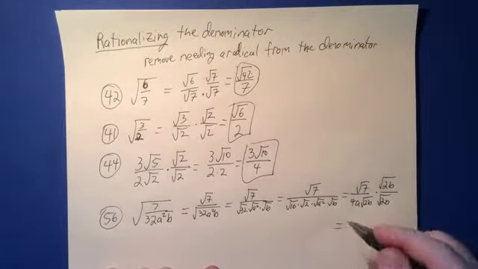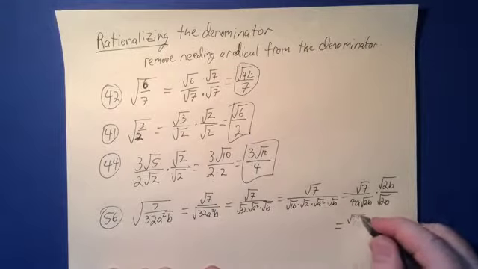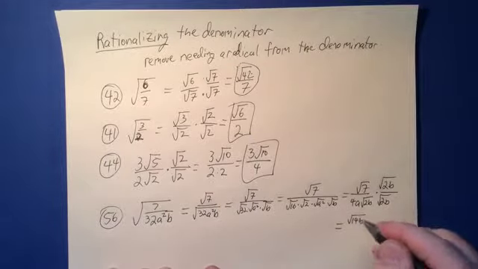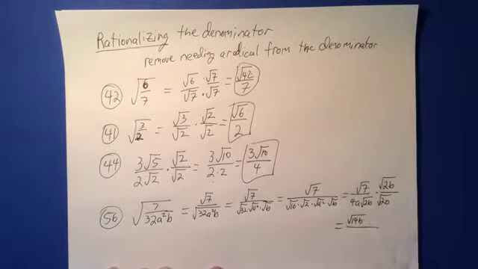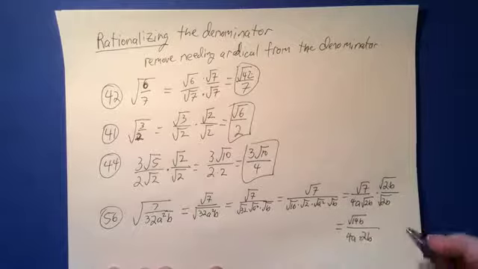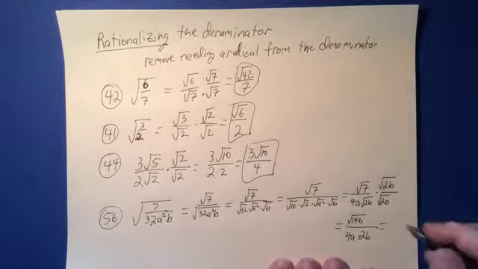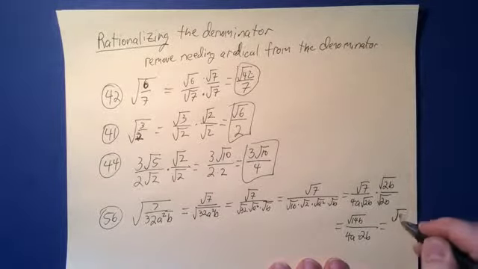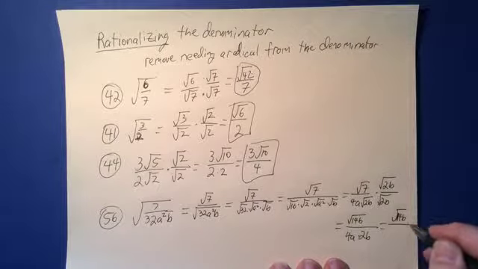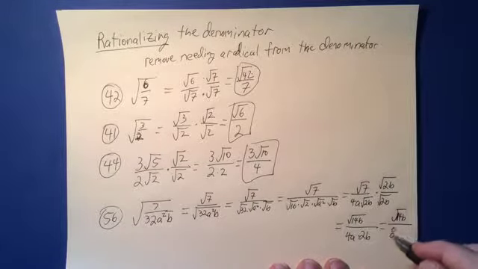On the top, I'm now going to get the square root of 14b. On the bottom, I'm going to have 4a, and the square root of 2b times the square root of 2b is just going to be 2b. And now I'll have the square root of 14b divided by 8ab.